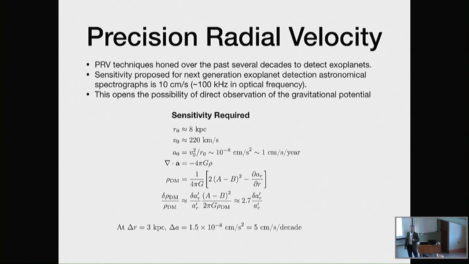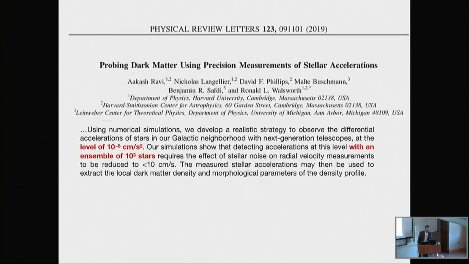And so all we have to do is measure the radial velocity of stars in the solar neighborhood with a 5 to 10 centimeter a second precision repeatedly for a decade. So I put this in here. We wrote this all up in a paper. After a little bit of battle, it was accepted.